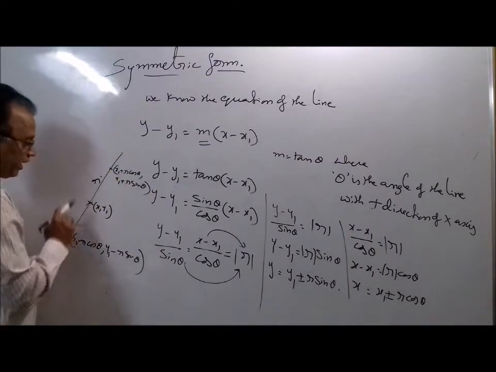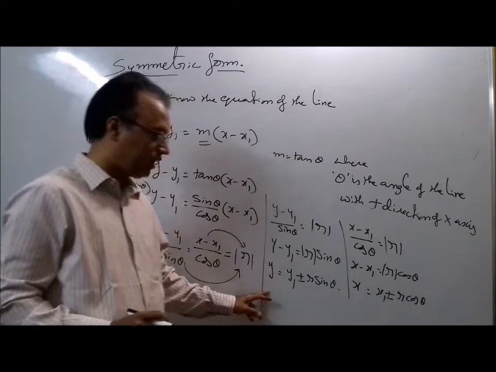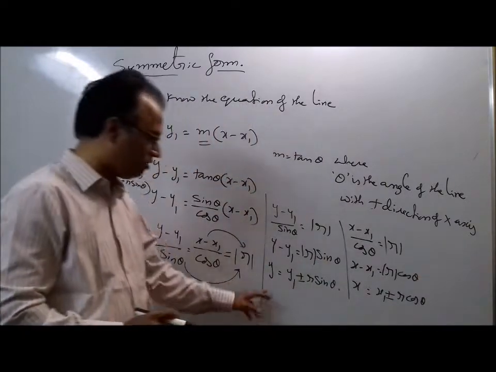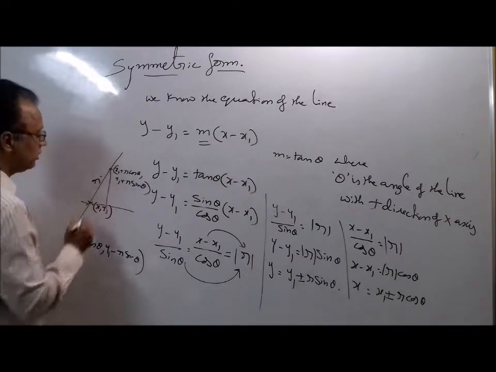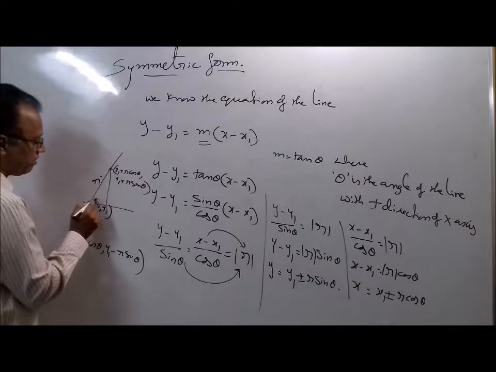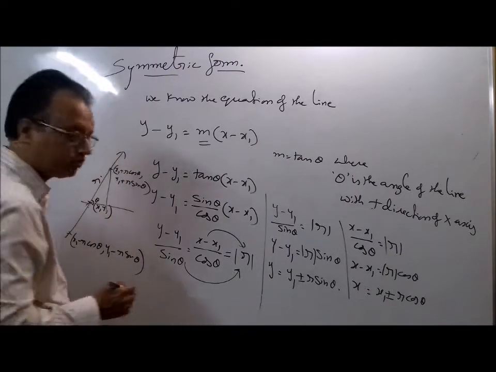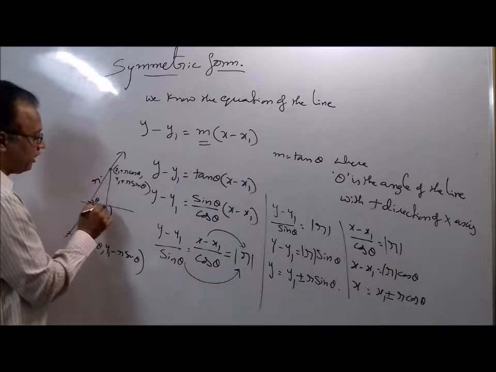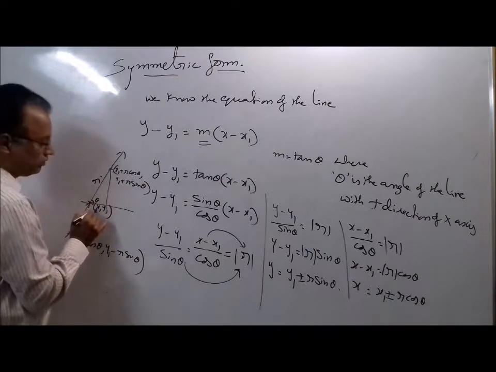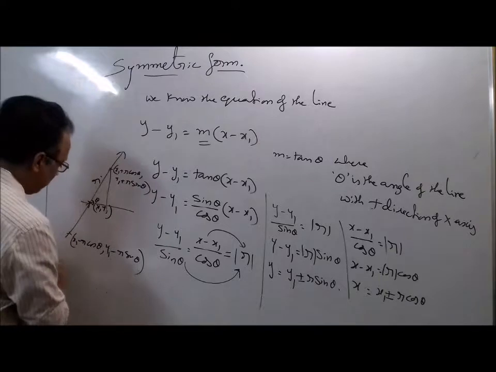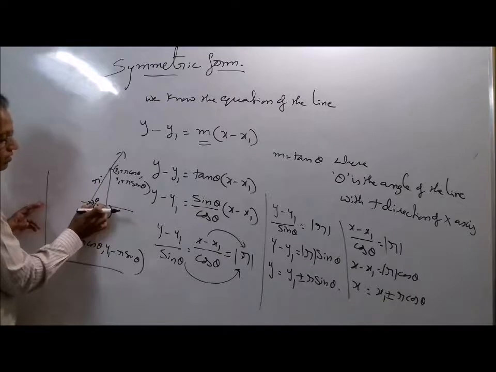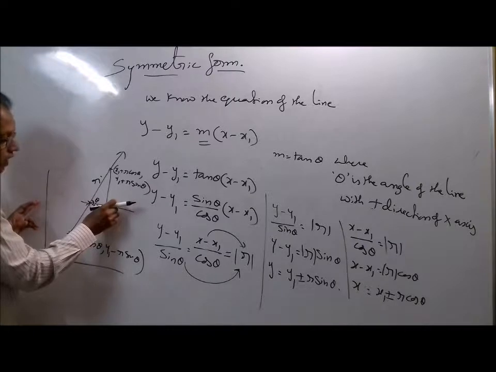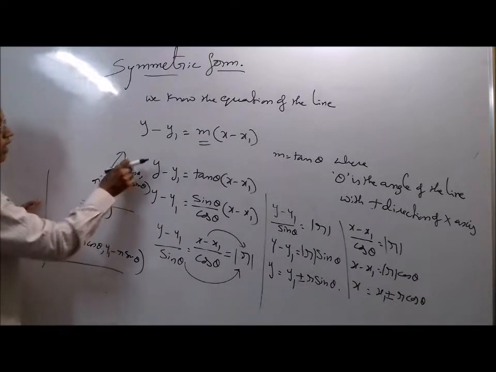So this is a random point x comma y. I can say x1 plus r cos theta, y1 plus r sin theta. This r cos theta is the projection, and theta is the angle of the line. So I am adding r cos theta to x1. Up to here it is x1, and this projection r cos theta becomes x1 plus r cos theta. That is the x coordinate here.